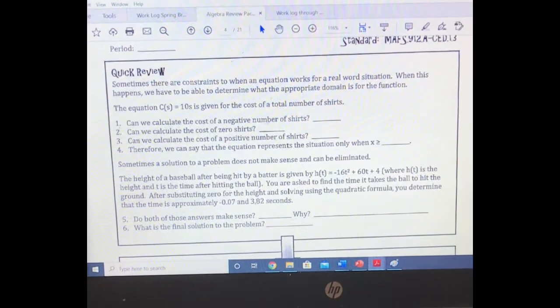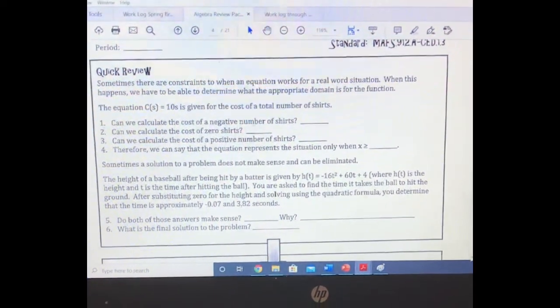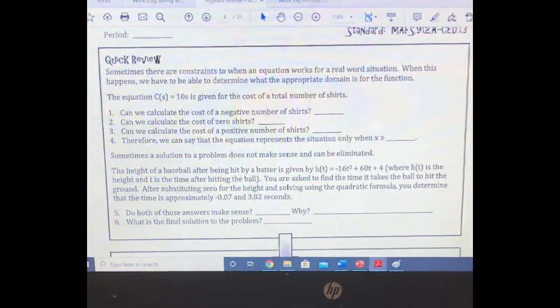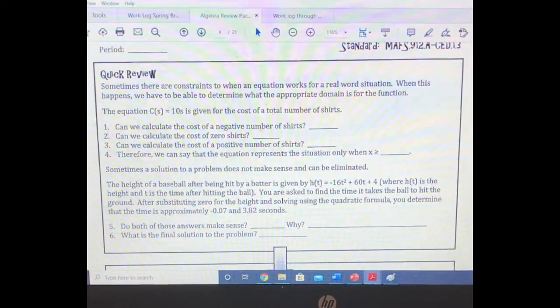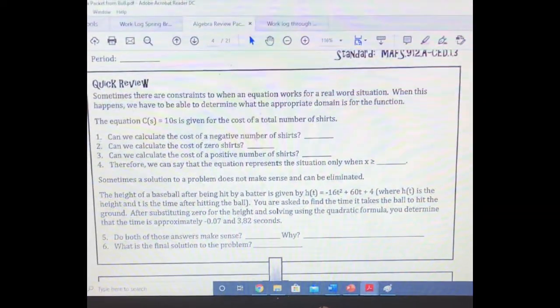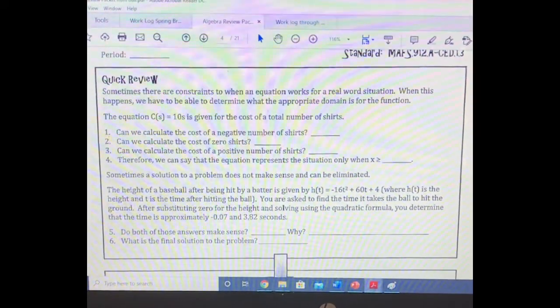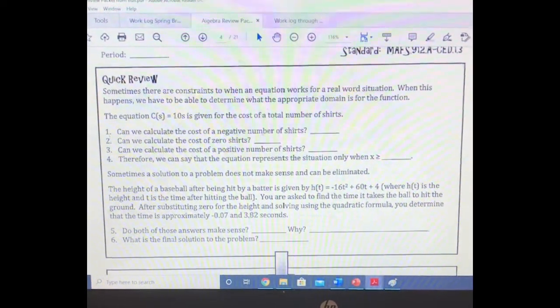So this is page 4 of your FSA packet. This makes a lot more sense to talk about on a video on my computer than it does writing it all out. Sometimes there are constraints when an equation works for a real-world situation. When this happens, we have to be able to determine what the appropriate domain is for that function. And remember, domain is your x values. So the equation C(S) = 10S is given for the cost of a total number of shirts.